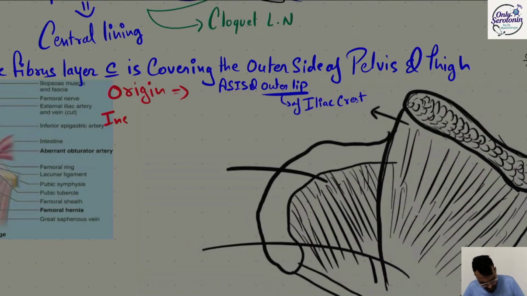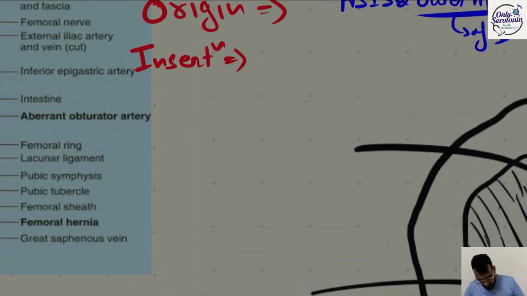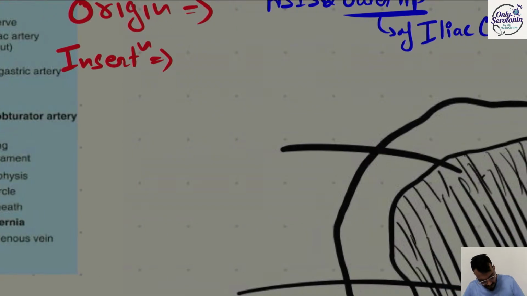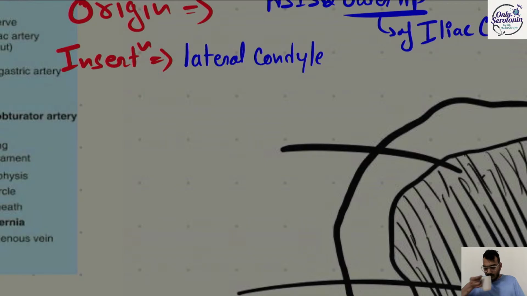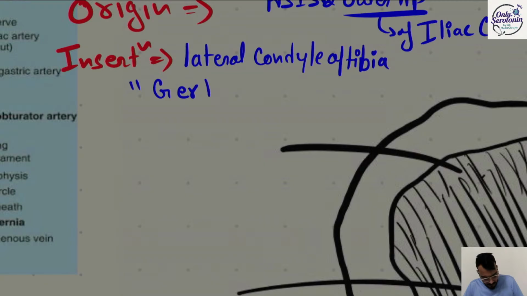What is insertion? Anyone who can give me this answer, guys? What is insertion? Insertion is on the lateral condyle of tibia. And here we are having one tubercle. The name of this tubercle is Gerdy's tubercle. Done.